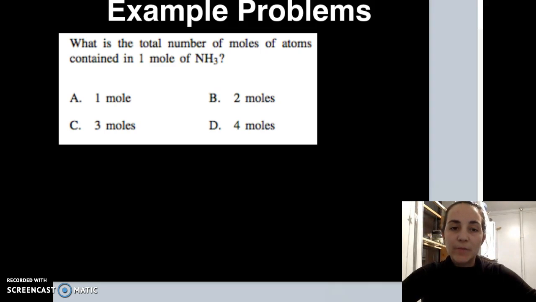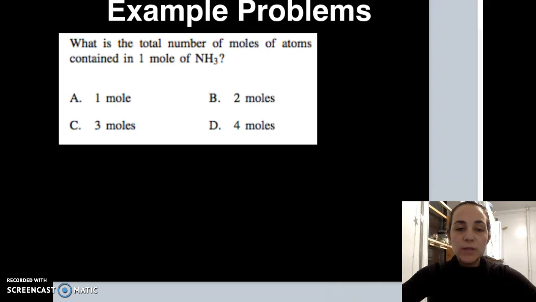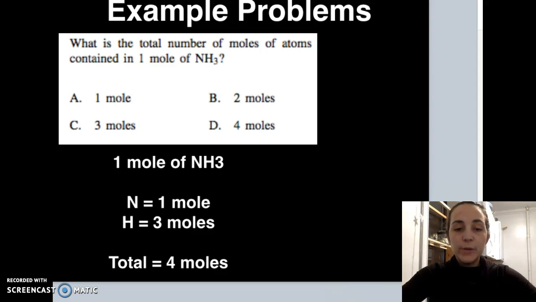So here's a practice problem for us to think about with this in mind. What's the total number of moles of atoms contained in 1 mole of NH3? If we think about it, 1 mole of NH3 is going to have 1 mole of nitrogen to make it up, and it's also going to need 3 moles of hydrogen. I know that because of this 3 that comes as a subscript after my hydrogen. If I add this up, it means we have to have a total of 4 moles of atoms in order to get 1 mole of the molecule NH3.